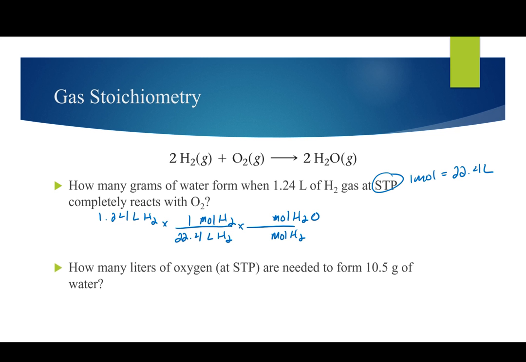You get the numbers for the mole to mole step from the balanced reaction. So 2 moles of water, 2 moles of hydrogen. And then it's asking for grams of water. So cancel out mole of water, go to grams, 18.02 grams off the periodic table. And so this is going to give me 0.998 grams of water.